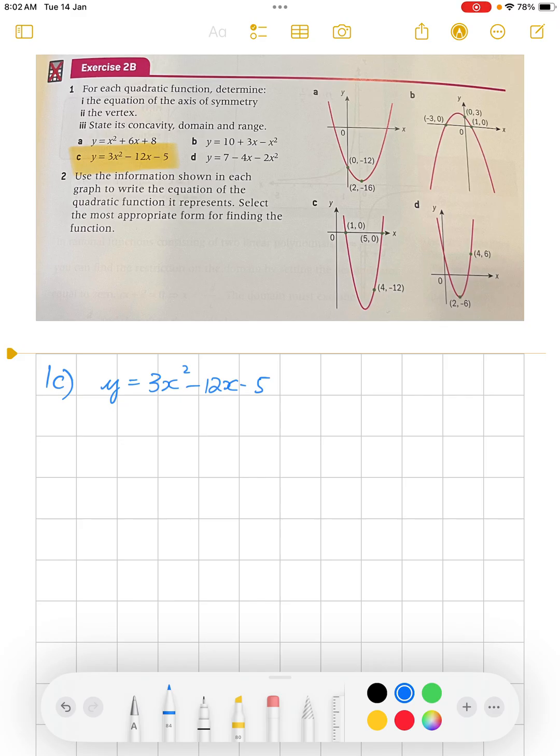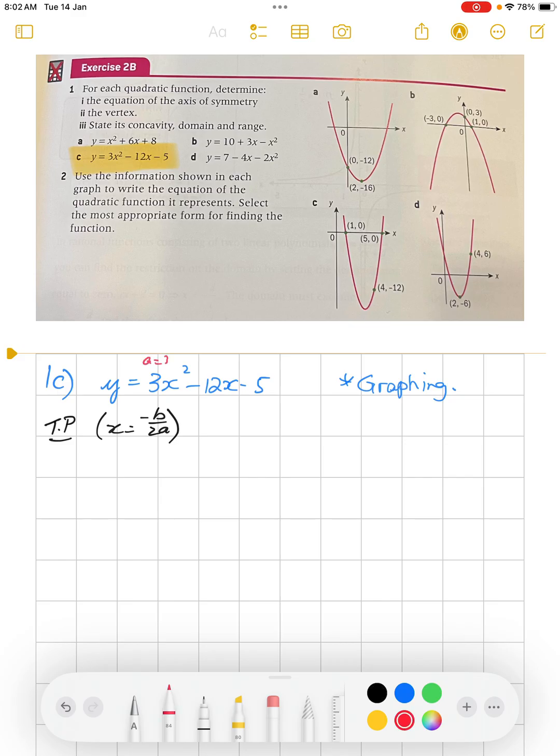In questions 1a and 1b, if you've seen them, I used completing the square for 1a and I used graphing for 1b. So I'm going to use graphing again to answer this question. From the graph, I will answer the questions. First of all, I'll find the turning point, and that happens when x equals negative b over 2a.